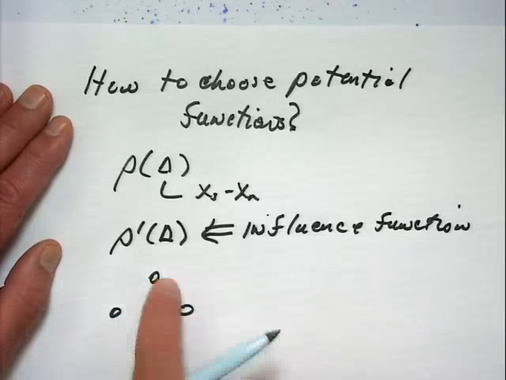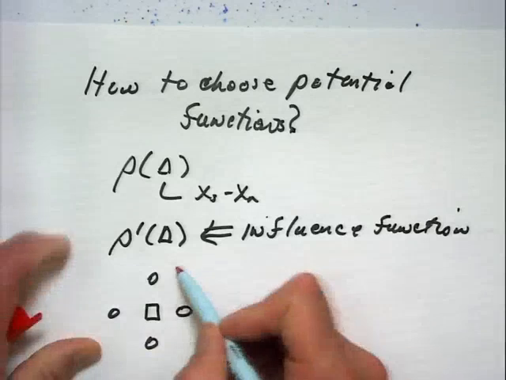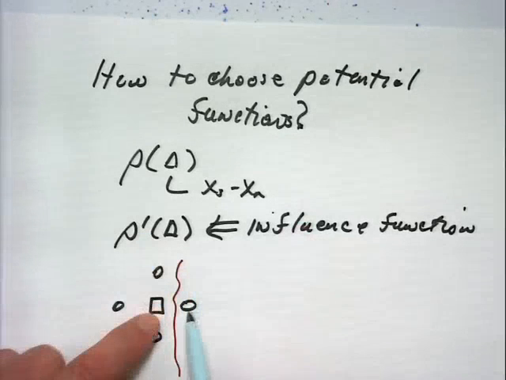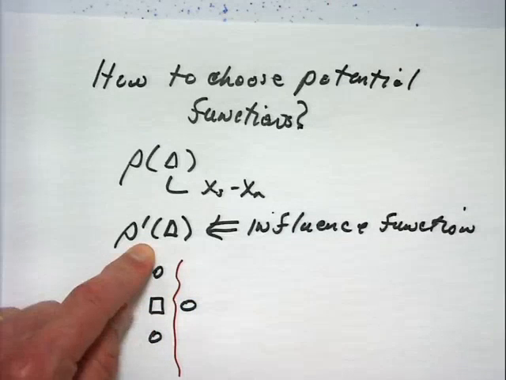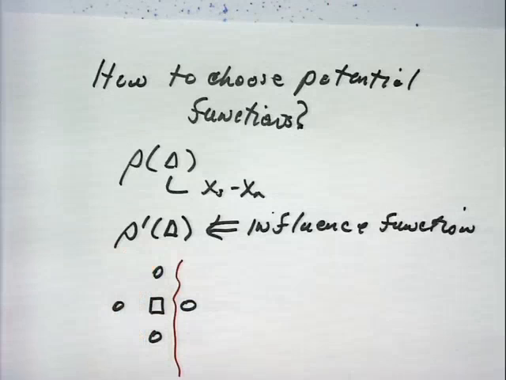So if there's an edge that falls in between here, you want this derivative function to tell you how much that pixel influences that. And the derivative, you just take a derivative of the influence function. So here are examples.